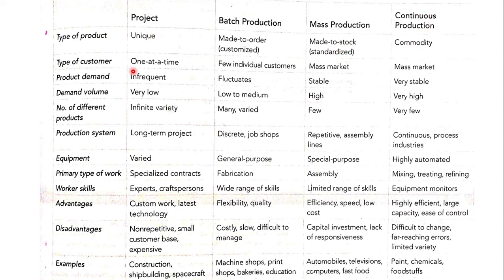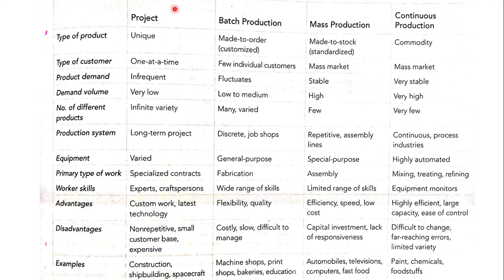Type of customer for a project is one at a time. Batch production is a few individual customers. Mass production is a mass market, and continuous production is also a mass market. Demand is low for projects. Demand is low to medium for batch production. For mass production the demand is high, but for continuous production the demand is very high.